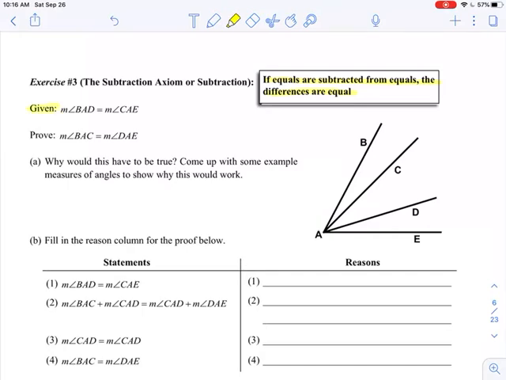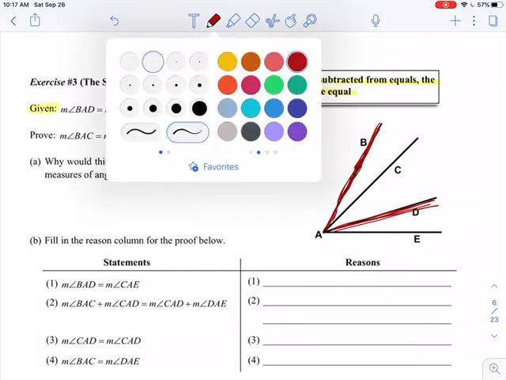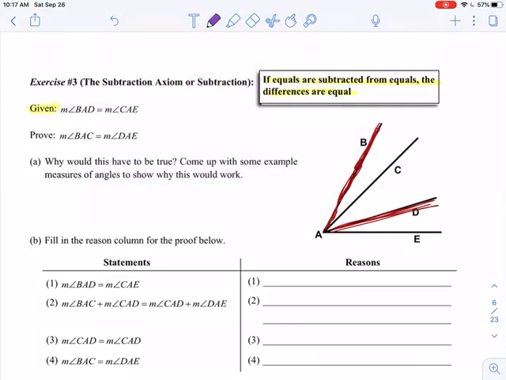This one is a little bit harder because the thing we're going to be subtracting is going to be one thing that's going to be subtracted from each of them. You'll see in a second. So basically BAD, let's get a color. BAD, so that's this one right here that I'm tracing in red, that angle right there, is congruent to angle CAE, which is right here.